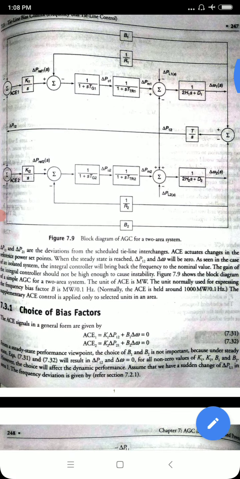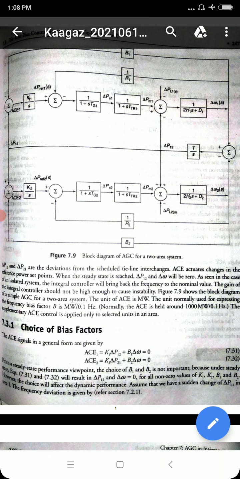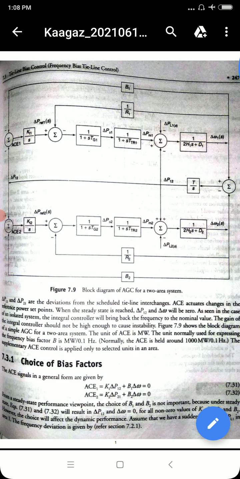So this figure is nothing but the block diagram. You already know this turbine model, governor and turbine model, generation plus load, and all the control actions. Everything is there with the B2 R2 with the tie line control. Governor model, turbine governor, everything is given here. So this is the block diagram for the AGC for a two area system.